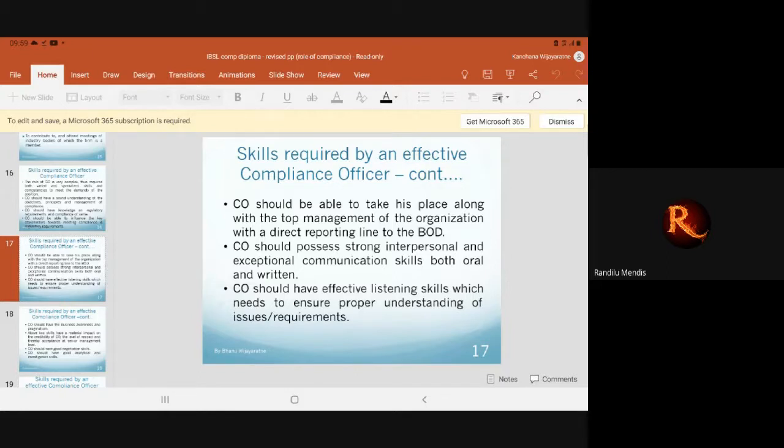The CCO should have effective listening skills. I think I mentioned you have to be a good listener. You need to understand the other side of the problem, to listen, right? Listening is a very difficult thing. You need to be a good listener as well, which ensures proper understanding of the issues and requirements. Then only you can understand the issues and the requirements of the business or the other side. Otherwise, you'll just go one-sided, right? So these are the skills the compliance officer should have. We'll move on.